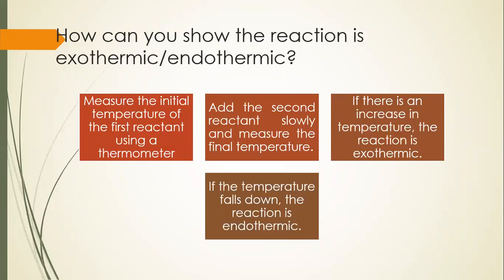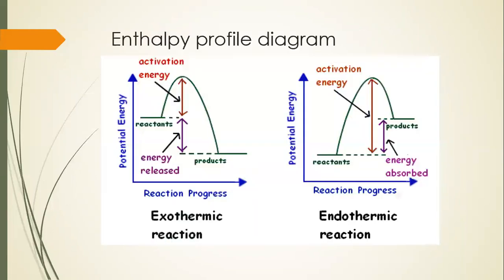If there is an increase in temperature, the reaction is found to be exothermic in nature. If the temperature falls down, the reaction is endothermic in nature. Now see, this is the enthalpy profile diagram for an exothermic and endothermic reaction. So you can make a comparison here.